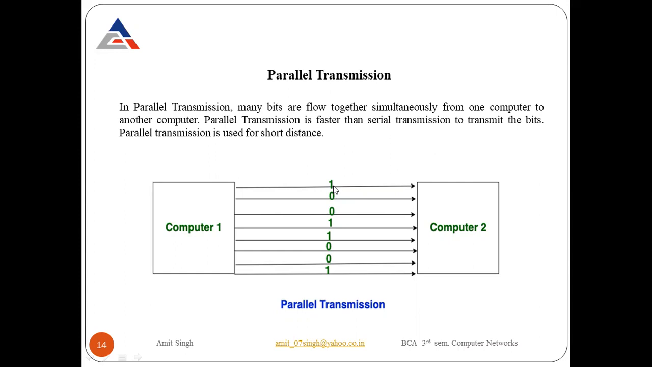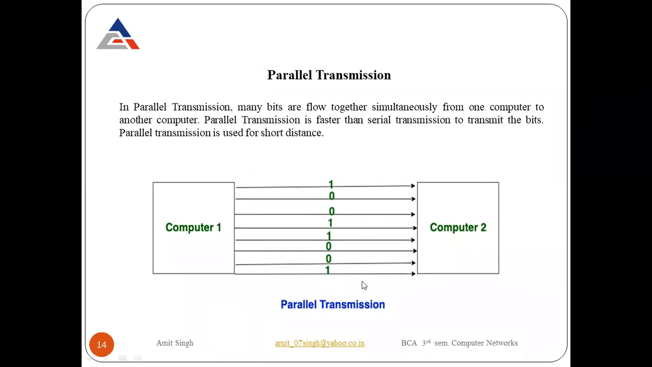Clear? In parallel transmission, many bits flow together simultaneously from one computer to another computer. The parallel transmission is faster than serial to transmit the bits. Parallel transmission is used for short distances. Whenever we are sending a number of bits at the same time, it is called the parallel transmission. And the parallel transmission is faster than serial.